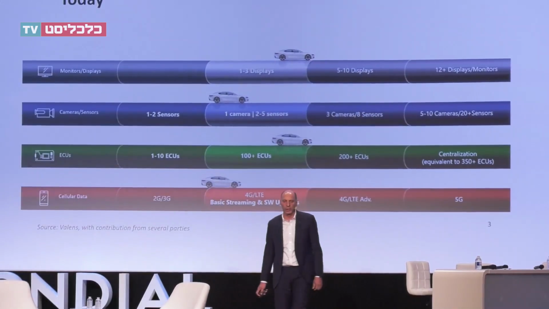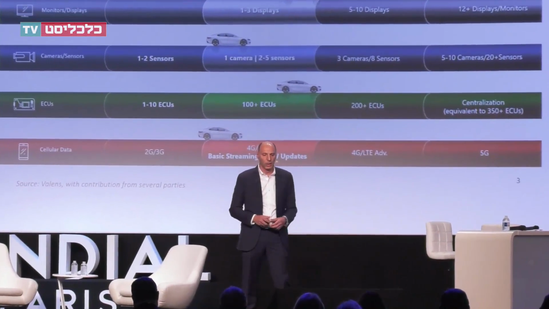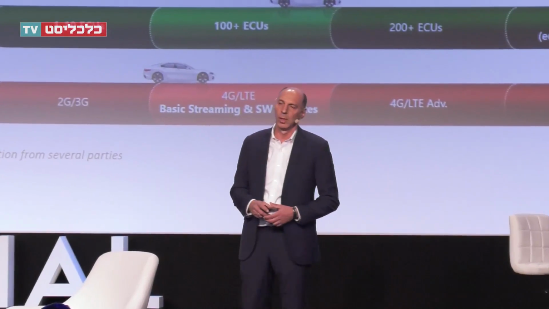In our car today, we have one, two, or three displays, one camera, and a few sensors, about 100 ECUs, and the cars are connected at best to a 4G mobile network. But in the future, we are going to have many more displays, more than 30 sensors. We will need much more computing power, and the car will connect to 5G network, that will enable much higher bandwidth. If we look at an entry-level architecture of cars, what we can see is few ECUs.